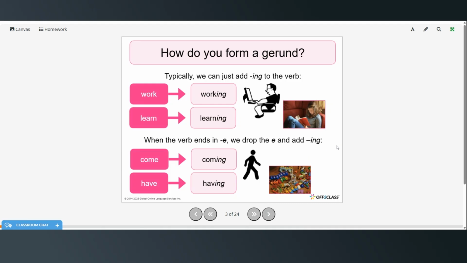So how do you form a gerund? Typically we can just add ing to the verb. Work, working, learn, learning. When the verb ends in E, we drop the E and add ing. So come, coming, have, having.